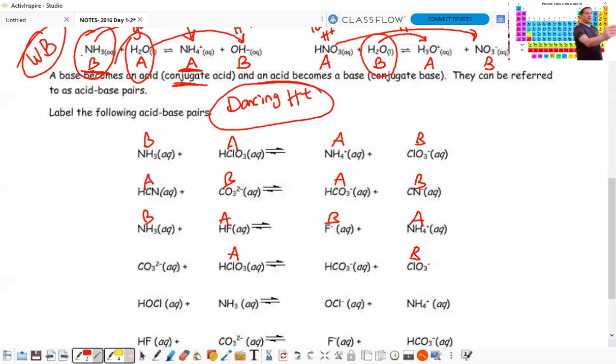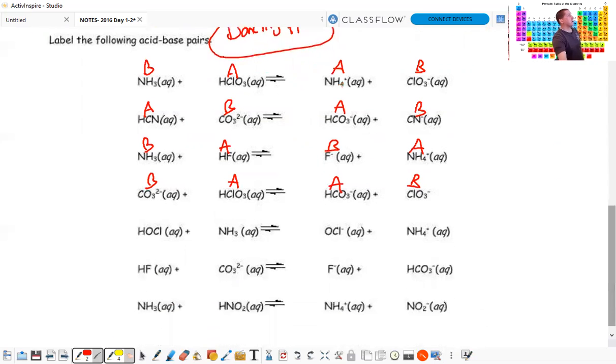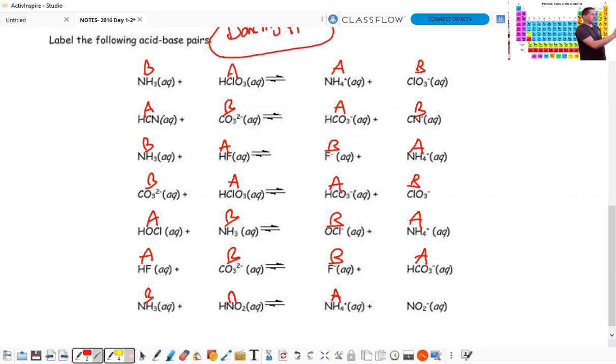Acid, base, base, acid. Acid, base, base, acid. And there's ammonia again, base, acid, and acid, base.